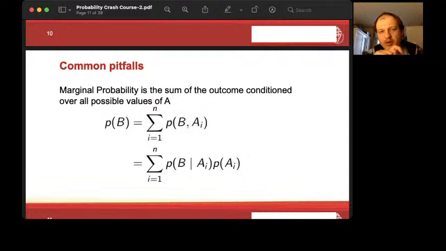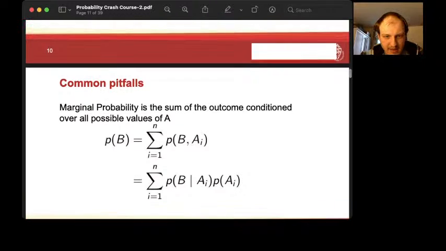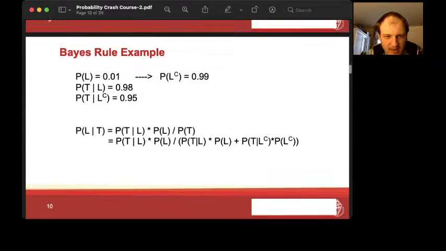You cannot group cases together. So if your A is not a binary variable, it's a tetrary variable with 4 states, then you need to have 4 of these expressions here. You cannot group, because then it will depend on what exactly you're testing, and the marginal probability never depends on that.